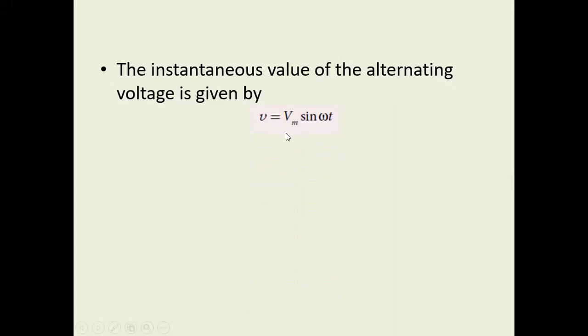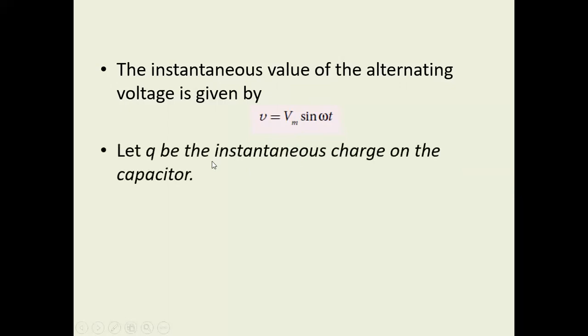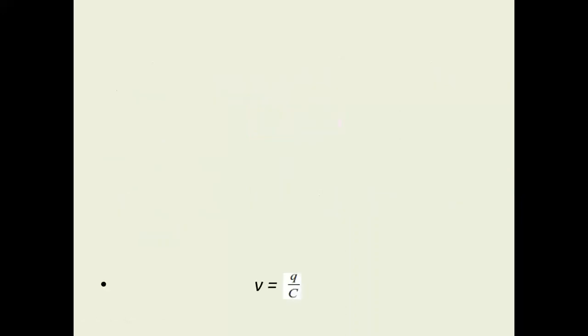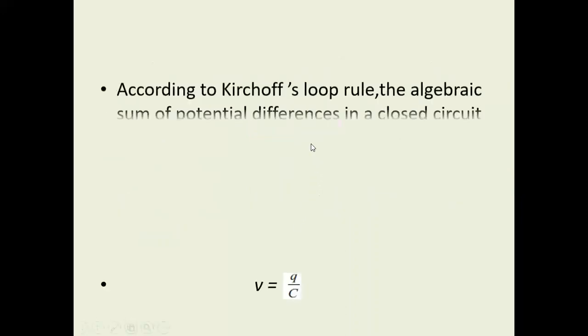Vm is the peak value of the voltage. Now let Q be the instantaneous charge on the capacitor. So the EMF across the capacitor is Q by C. So this can be written as V is equal to Q by C.